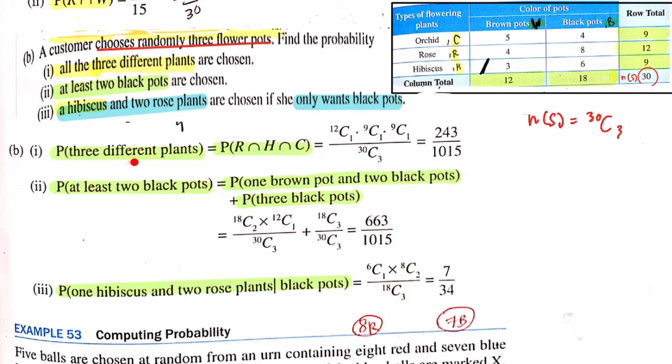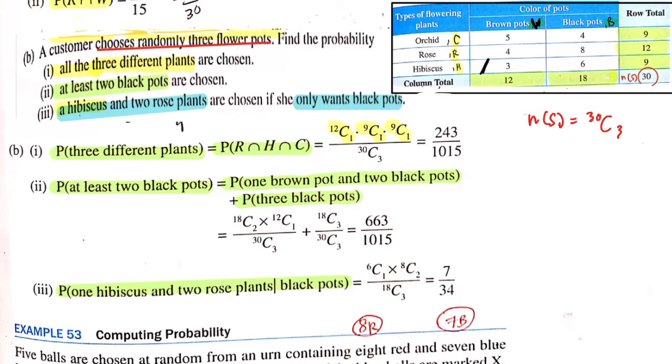So how to write it? Probability of 3 different plants are chosen is probability of rose intersect hibiscus intersect orchid. So total of rose is 12. Therefore, it is 12C1. Multiply with total of hibiscus. So total of hibiscus is 9. So it is 9C1. And lastly, total for your orchid is 9.